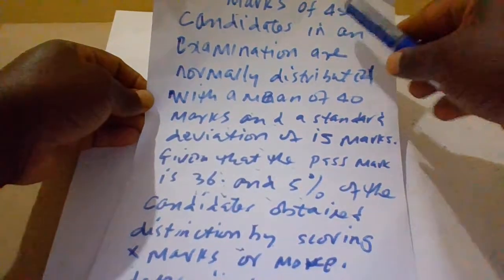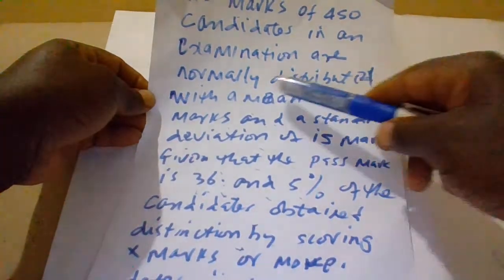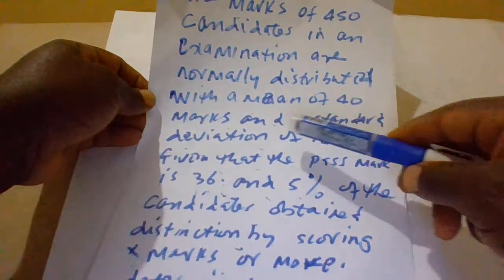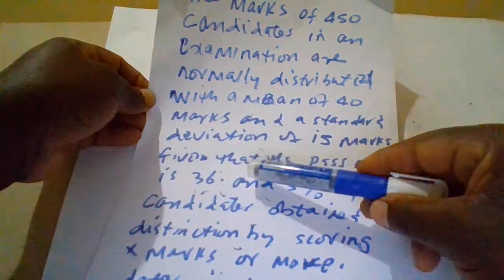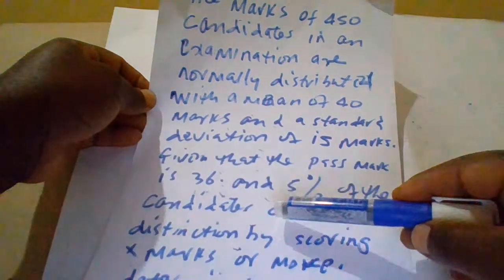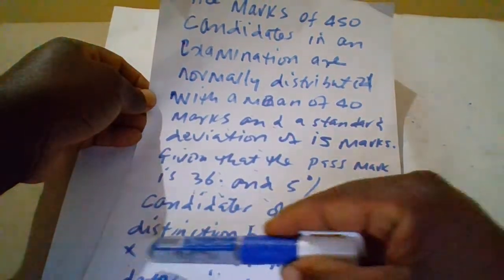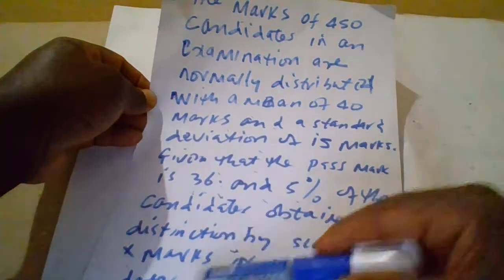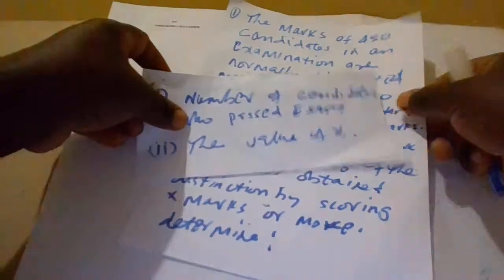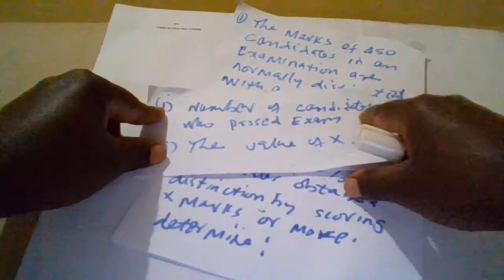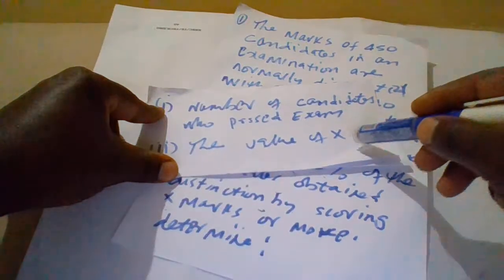The marks of 450 candidates in an examination are normally distributed with a mean of 40 marks and a standard deviation of 15 marks. Given that the pass mark is 36 and 5% of the candidates obtained distinction by scoring X marks or more, determine: Roman 1, the number of candidates who passed the exam; Roman 2, the value of X.